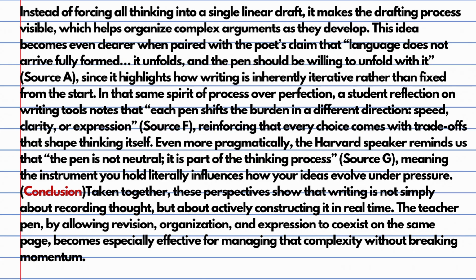So here we're at the conclusion, and we got to throw it all back to the thesis and the prompt. So have a transition, something like taken together. These perspectives show that writing is not simply about recording thought, but about actively constructing it in real time. The teacher pen, by allowing revision, organization, and expression to coexist on the same page, becomes especially effective for managing that complexity without breaking momentum.